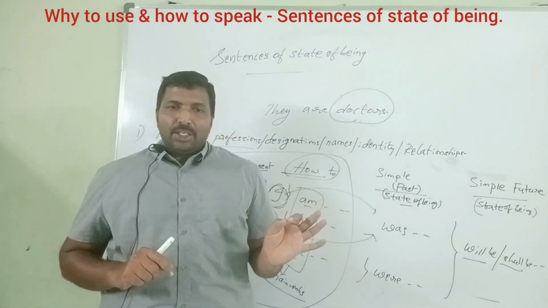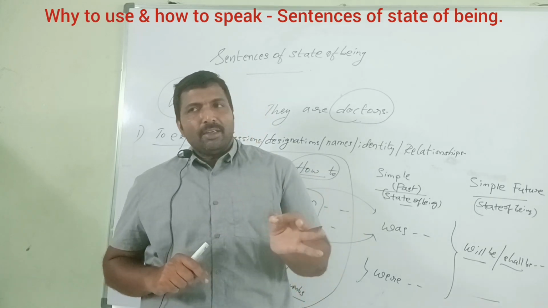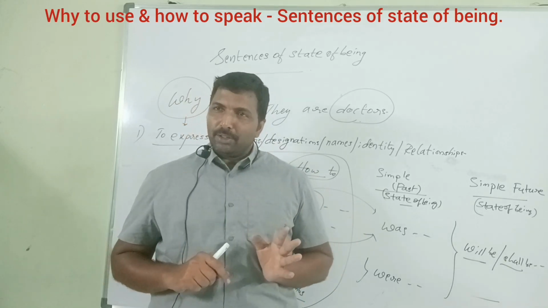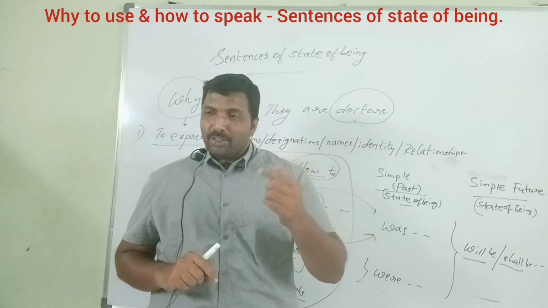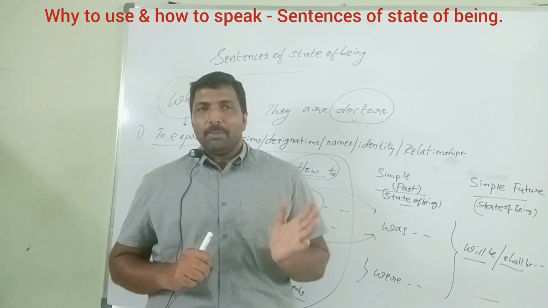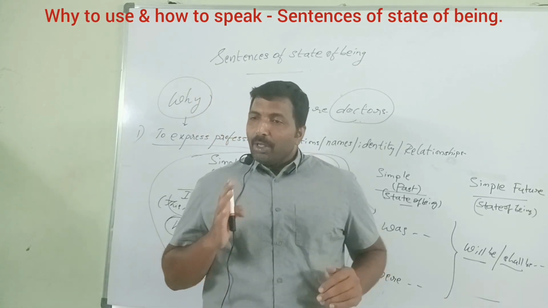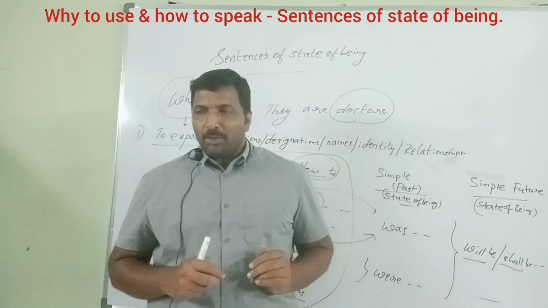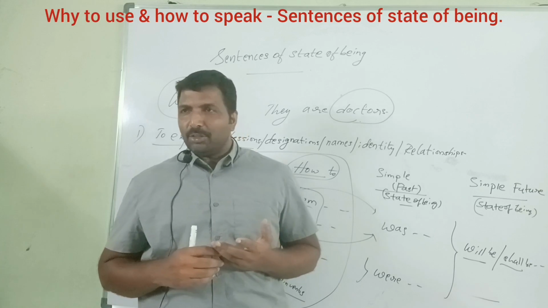My brother shall be here within 1 hour is stronger than my brother will be here within 1 hour. Are you getting my point? Because my brother is the third person. He is not here. My brother shall be here within 1 hour is stronger than my brother will be here within 1 hour. I will be there within 1 hour is stronger than I shall be there within 1 hour.